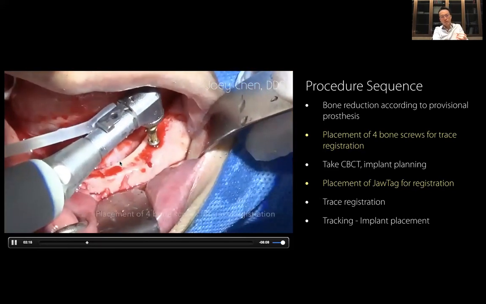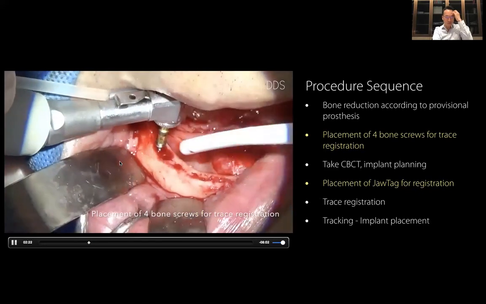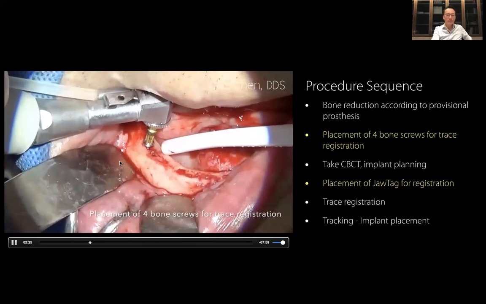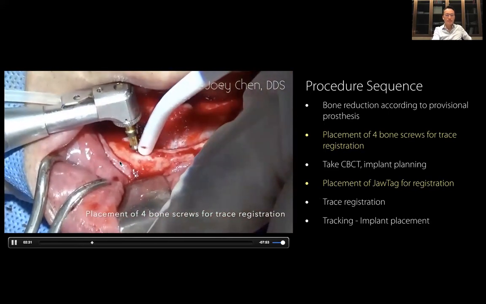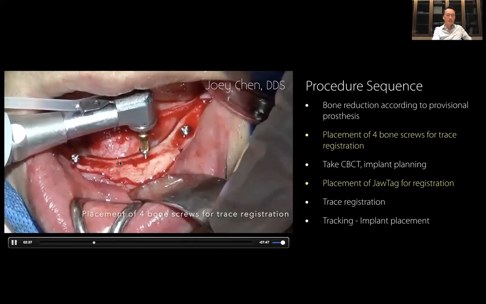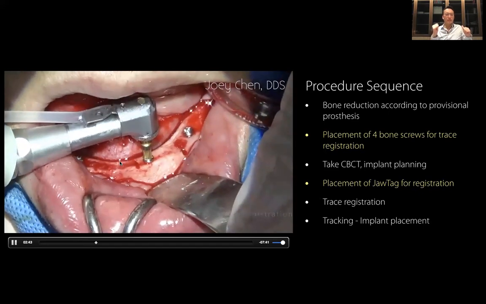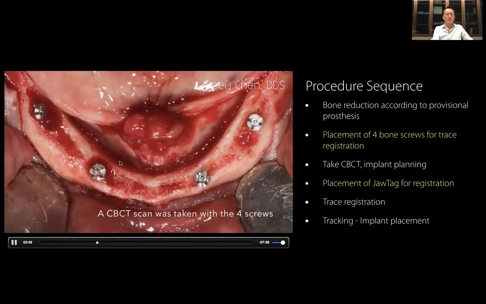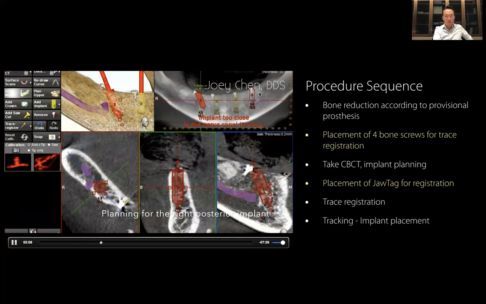And now this is a very important step because now we need to place the 4 bone screws around the arch. So 2 screws in the posterior, roughly around the second premolar area, and 2 screws around the canine area. And then I send the patient to take a new CBCT. So now we see the new CBCT scan image with these 4 bone screws in.